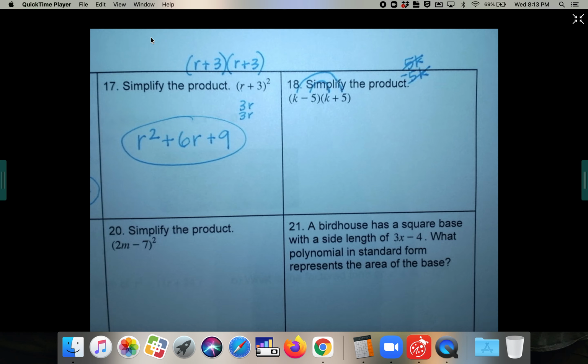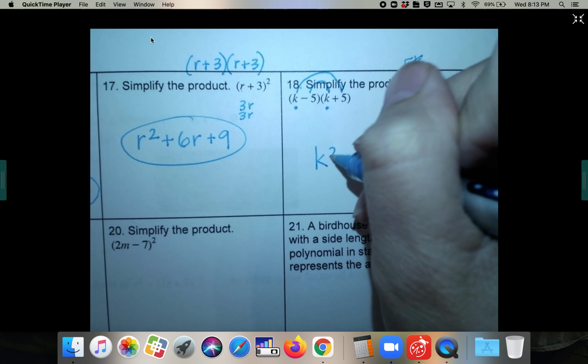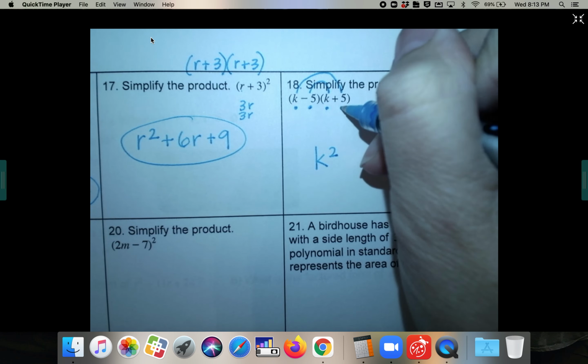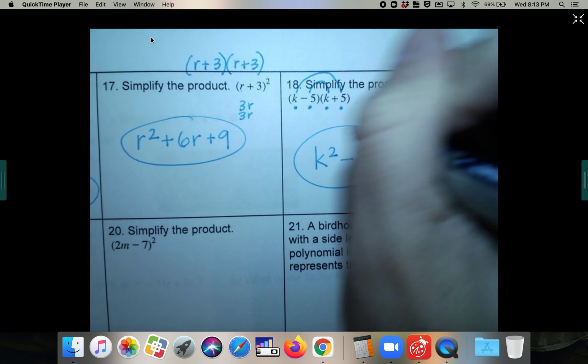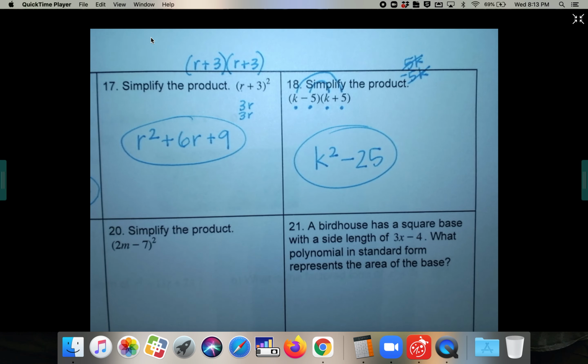So the shortcut is you just have to square the first numbers. K times k is k squared. And square the last numbers. Negative 5 times 5 is negative 25. Or you can go ahead and work it out. You can FOIL it, box it, do whatever you like just to check your work.